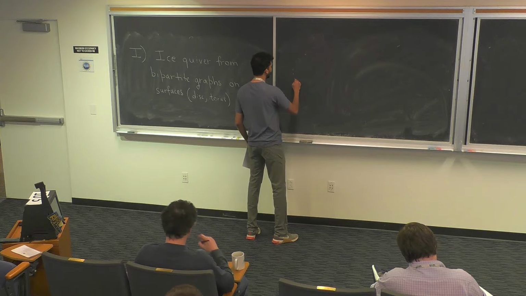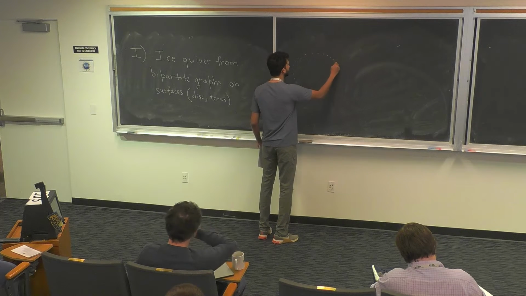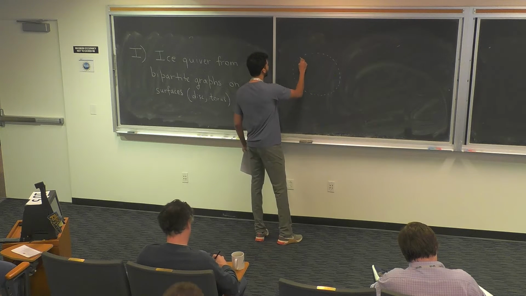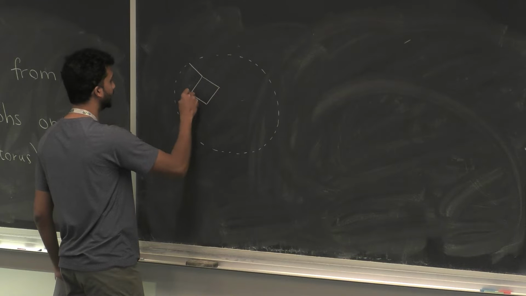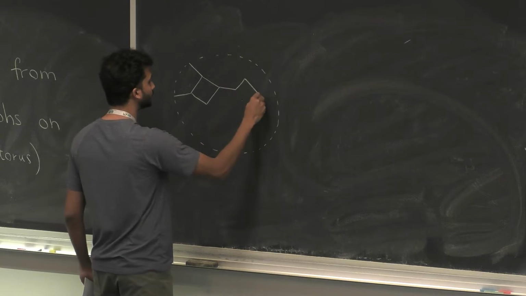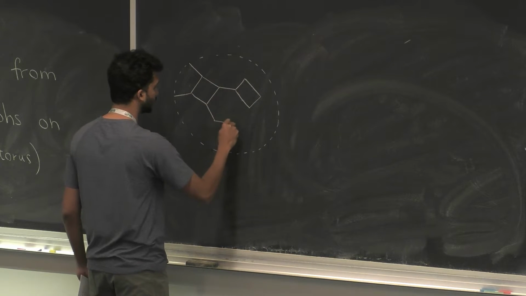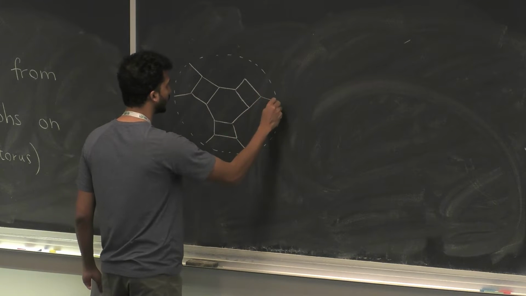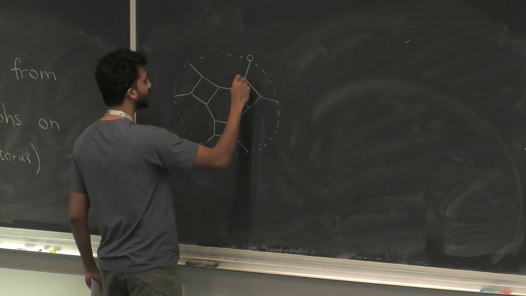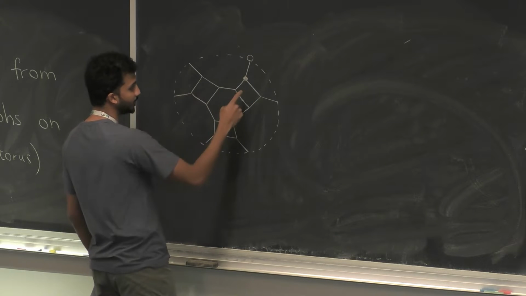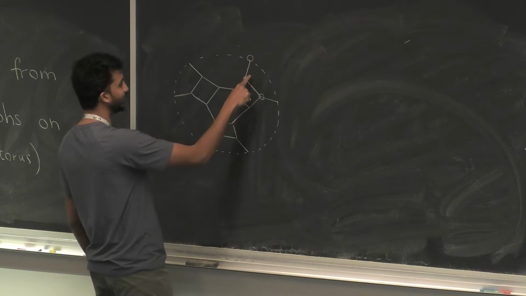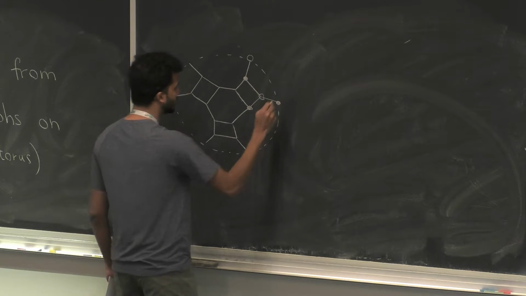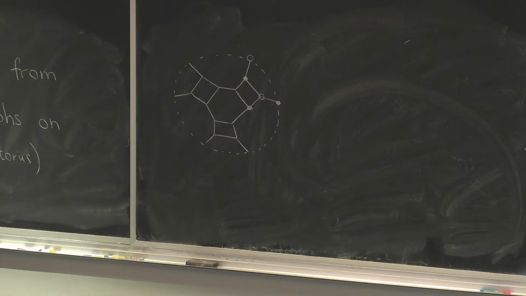So the quiver is essentially the dual graph of the bipartite graph. Suppose this is a disk, and suppose we look at this bipartite graph over here. I have some vertices that are on the boundary of the disk, and some vertices inside the disk. This is going to be white, and this is black for me. So this is a bipartite graph embedded in this disk.